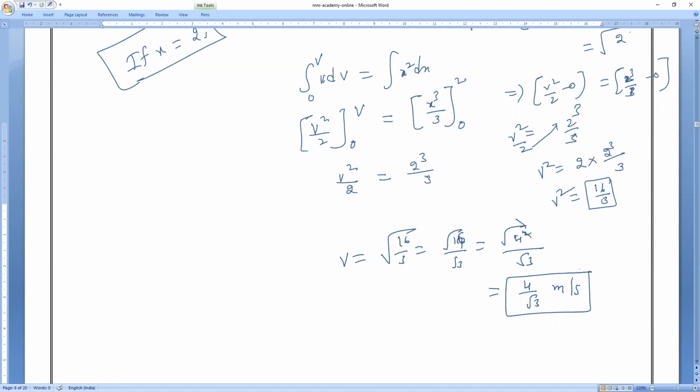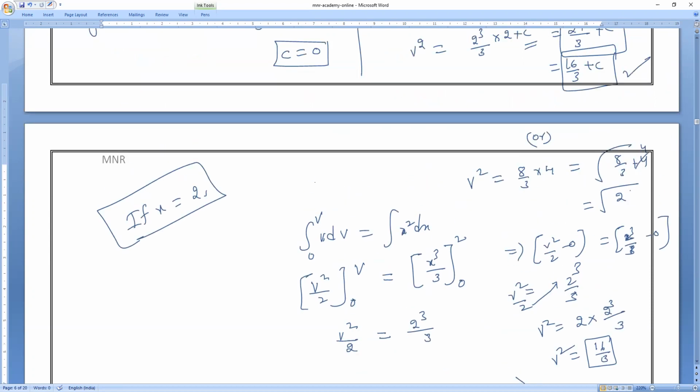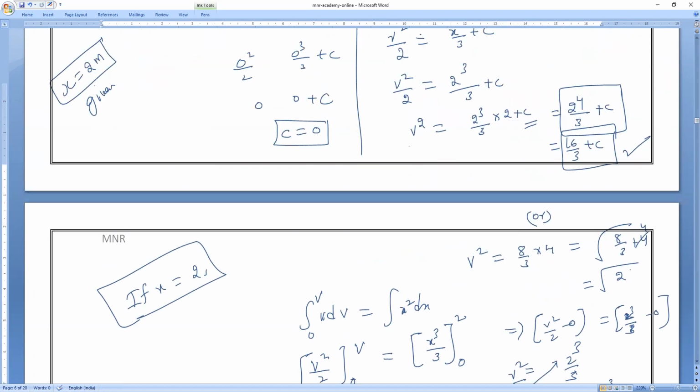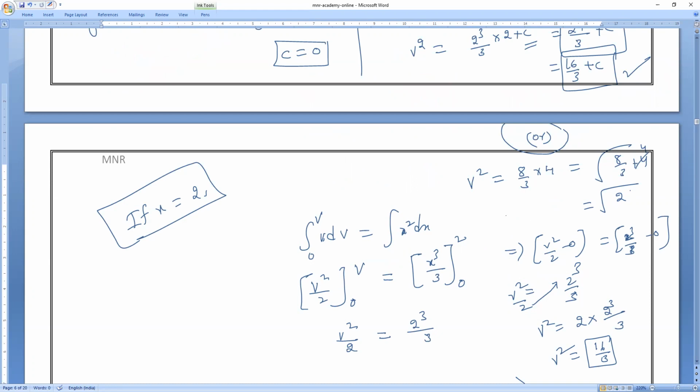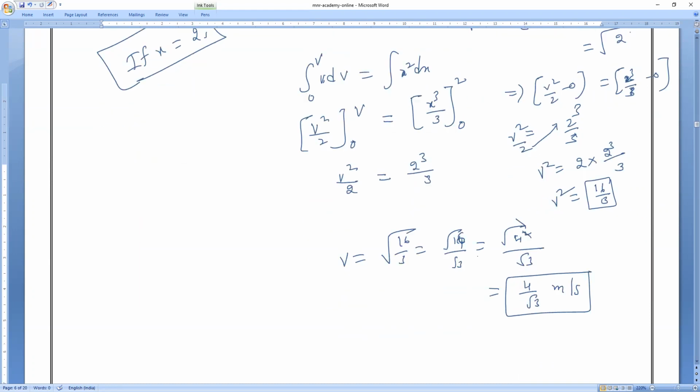Is it okay, everybody? Yes, sir. Are you understood or not? Please respond. So from this point, either you can solve in this way or in this way, your choice. So whatever is convenient, you can solve it. So this is the alternative method, easier method. But finding the C value, we can find it.